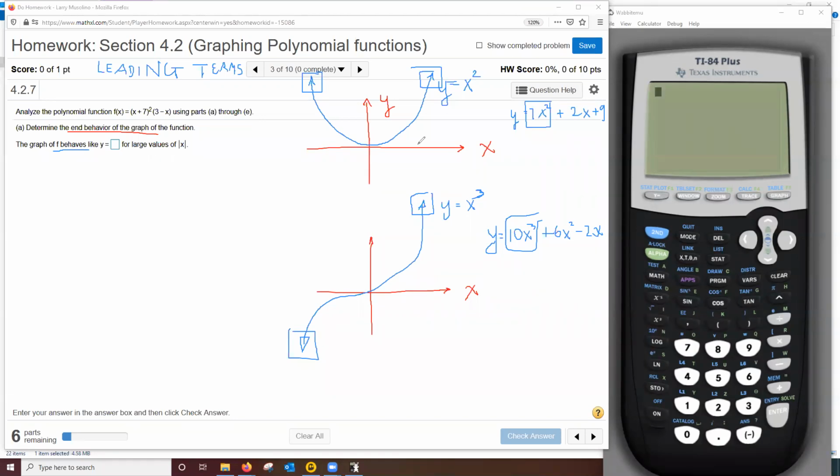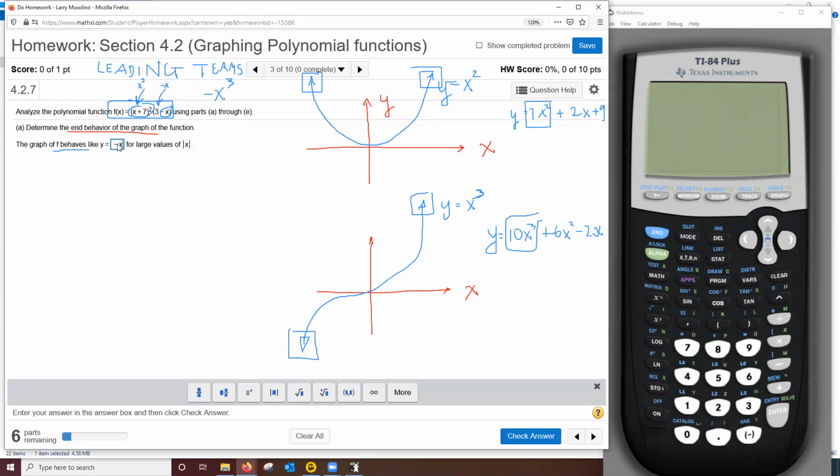Well, let me ask myself, what about the leading term of this? Now, I could multiply out this function to get expanded form, but I'm just going to imagine what happens if I did that. Well, if I multiply out x plus 7 squared, I'm going to end up with an x squared term. And then if I was to multiply that by this negative x back here, I would end up with a negative x to the third as the leading term. All right, so for this example, this is going to behave like negative x to the third.